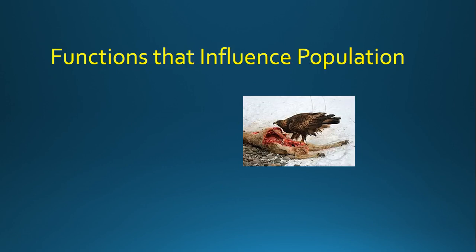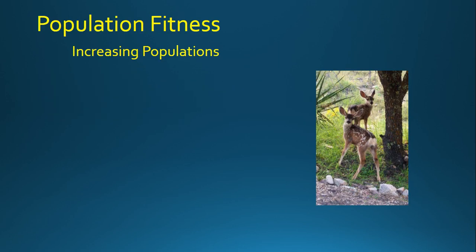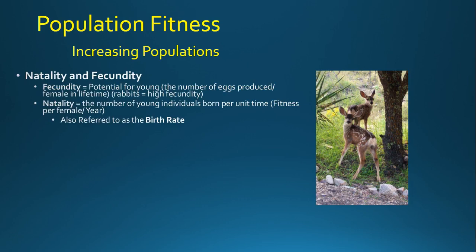Okay, so let's quickly look at the main functions that influence the population: natality or recruitment, growth, and mortality. Let's look at the increasing pieces, the natality and fecundity. I'm going to introduce a new word here, fecundity. Fecundity is the potential for young. So with a female, it's the number of eggs produced per female in a lifetime. You could have a really high fecundity, but not a high natality in reality, because natality can be density dependent. Fecundity is not necessarily density dependent.